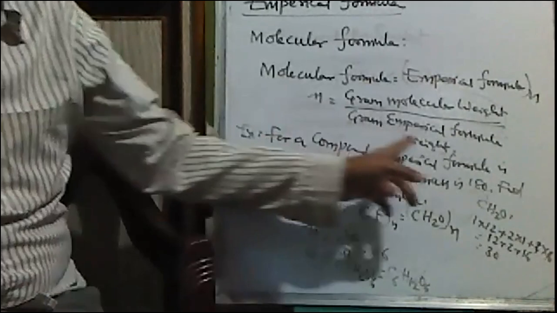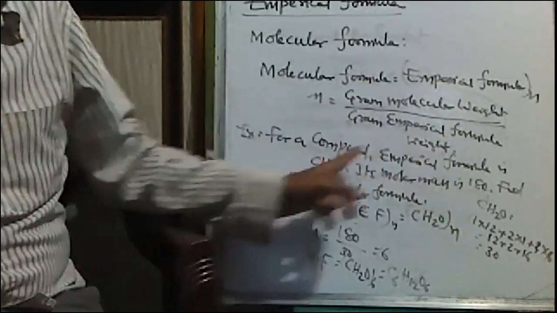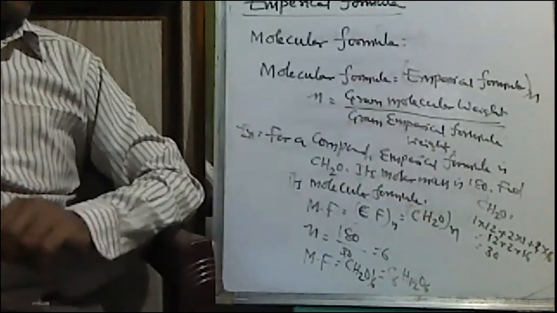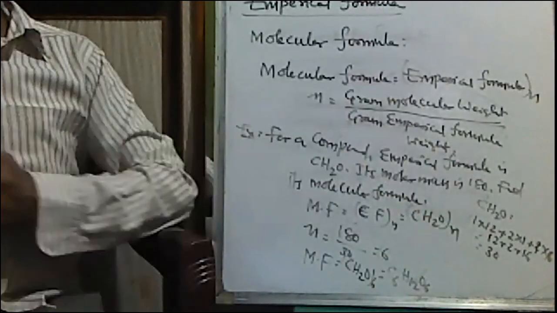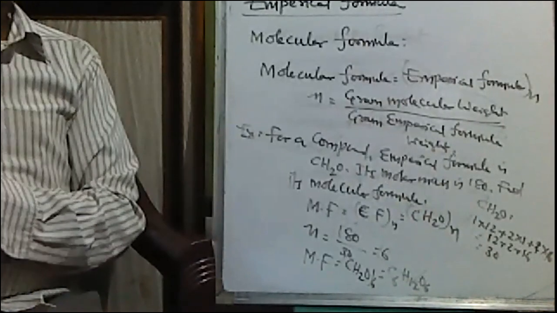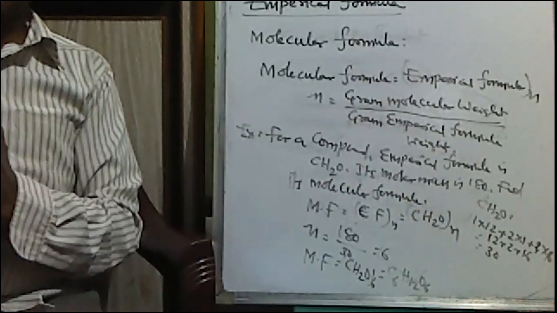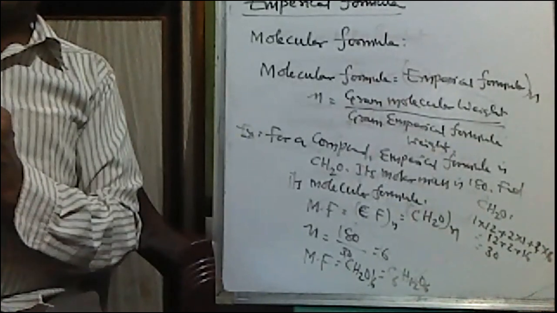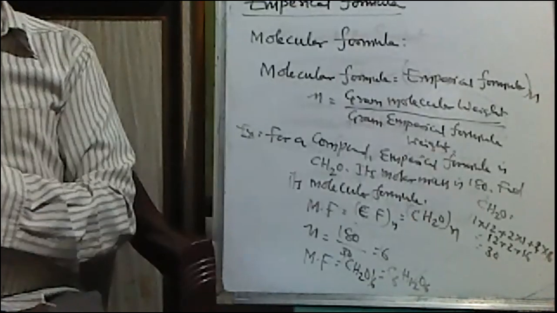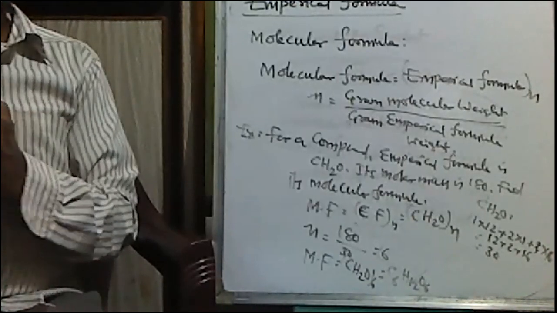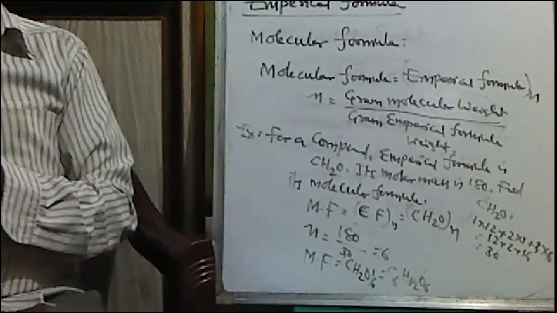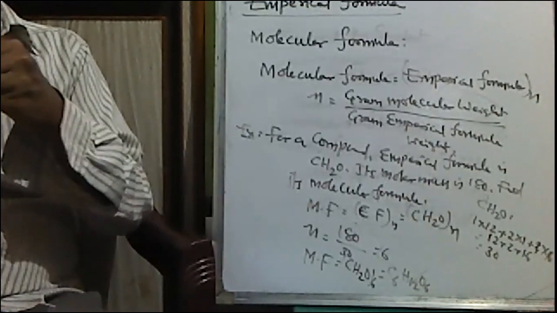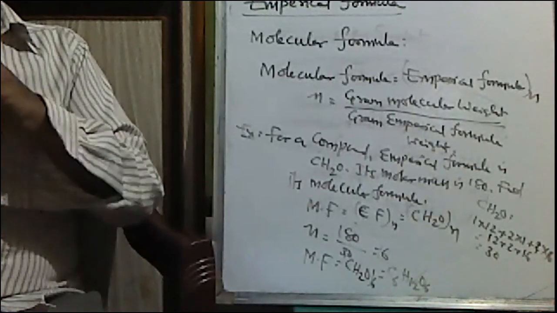First, the empirical formula is given. This is CH2O, and the molar mass is also given, 180. They asked us to find the molecular formula. We know that molecular formula and empirical formula are related as: molecular formula is equal to empirical formula suffix n, and n is given by gram molecular weight divided by gram empirical formula weight.